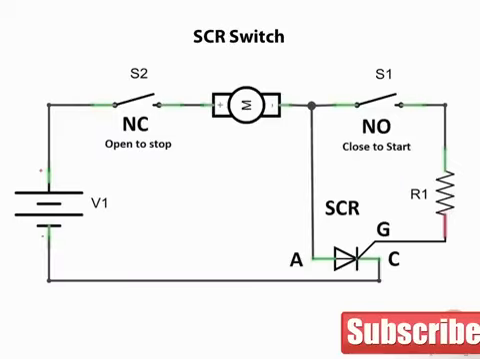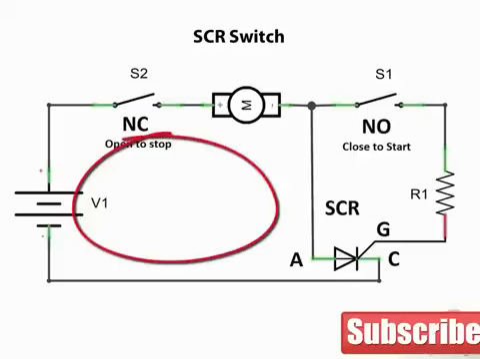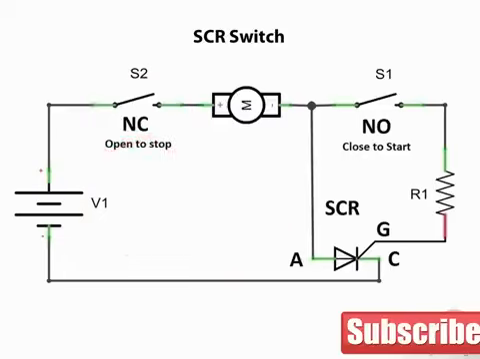Here we have an SCR in a circuit to switch a DC motor. S2 is normally closed, S1 is normally open. Closing S1 places a small gate current on the gate of the SCR. Current then flows in the motor circuit. In order to turn the motor off, we must first interrupt the motor circuit by opening S2. In this circuit, S1 starts the motor and S2 stops it.